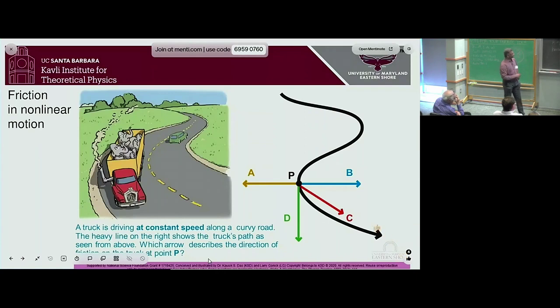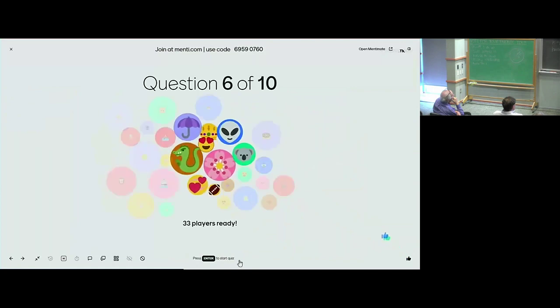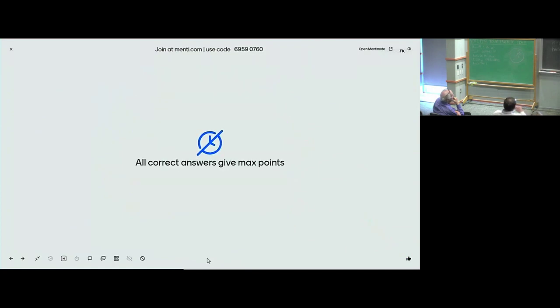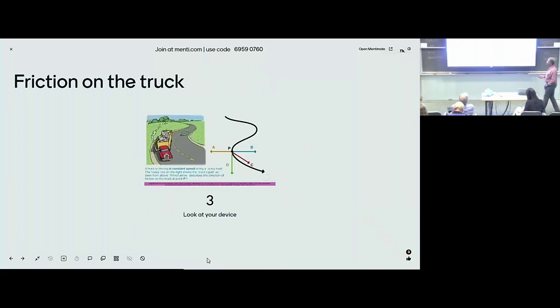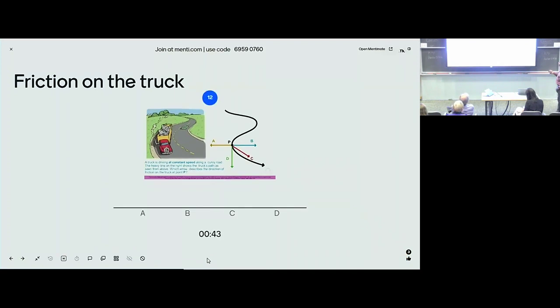So this is another problem. I have given you much more time this time, right? So let's go to the question. Here you go. A truck is driving at a constant speed along a curvy road. The heavy line on the right shows the truck's path as shown from above. So this is the bird's eye view. Which arrow describes the direction of friction?